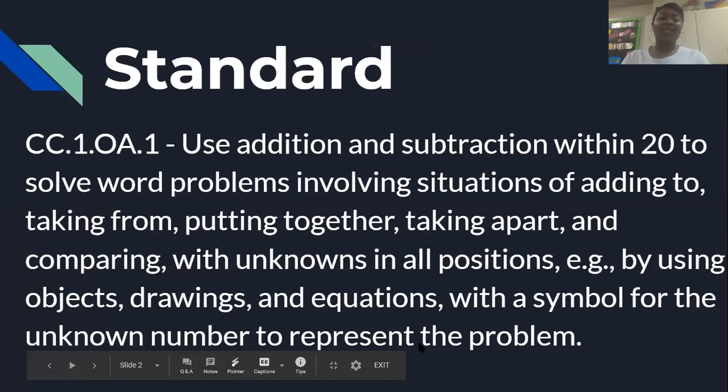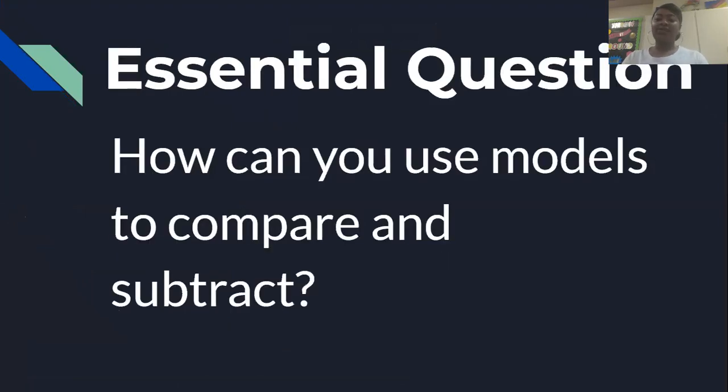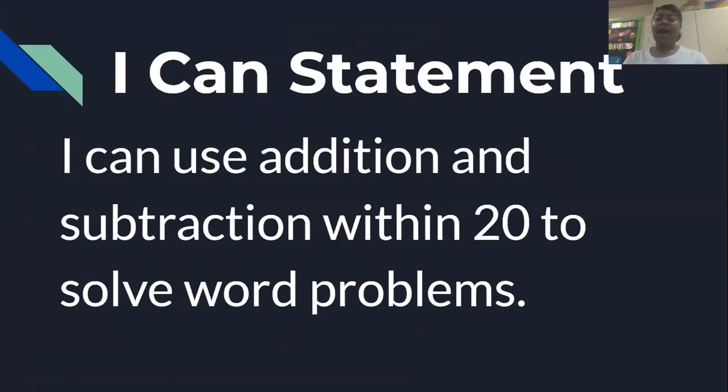All right, our standard is still 10A1. We're going to use addition and subtraction within 20 to solve word problems involving situations of adding to, taking from, putting together, taking apart, and comparing with unknowns in all positions, by using objects, drawings, and equations with the symbol for the unknown number to represent the problem. Our essential question today is, how can you use models to compare and subtract?